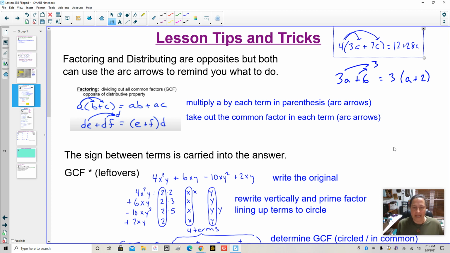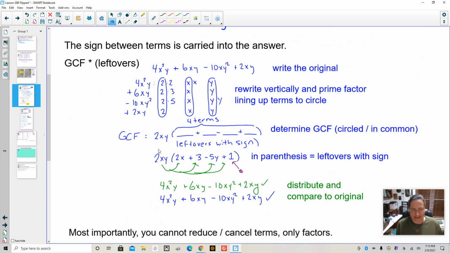That's not how I learned to do it, but I thought that was good advice, and for some of you that might click. So in the first one, you're multiplying a by each term in the parentheses by using those arc arrows. And in the second one, you're really dividing out the common factor in each term, and the arc arrows kind of help you see what the commonality is. All right, next tip and trick. The signs between the terms are carried into the answer, and I talk about it being the greatest common factor times the leftovers. So take a look at this sequence.